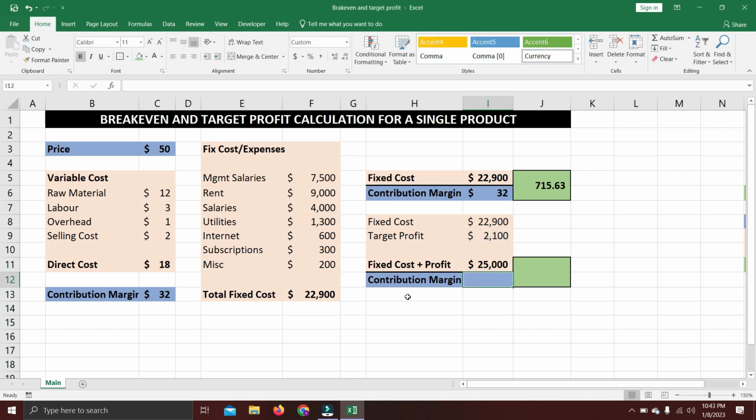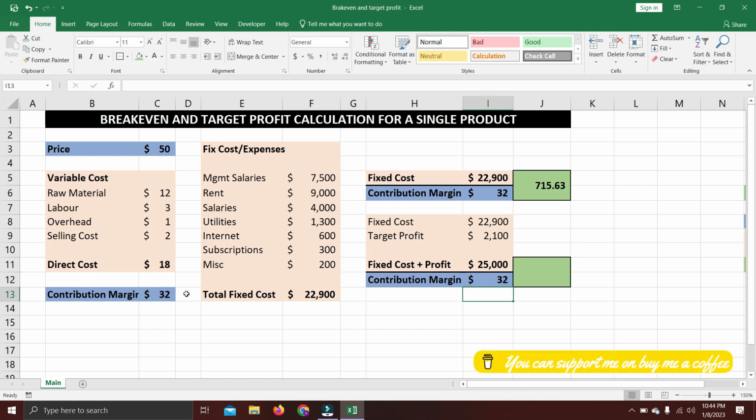So this means we have to achieve this, which will include our fixed cost and target profit, and contribution margin will remain the same. So we will take this by equals to, and then this cell, and enter. So now we have everything here to calculate break-even with target profit.